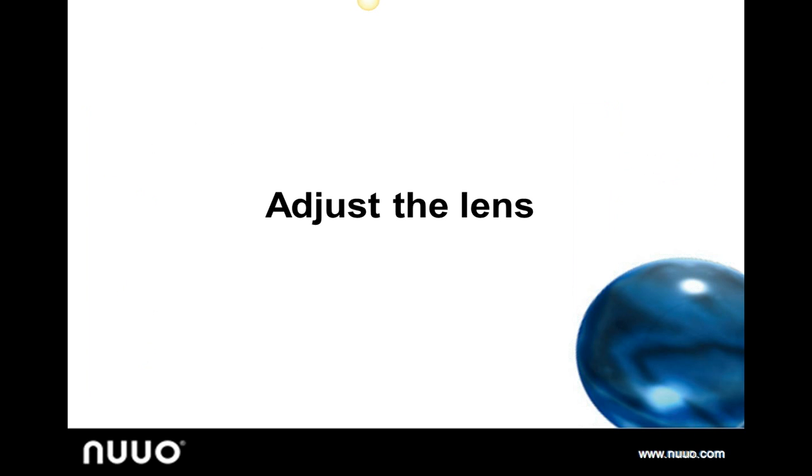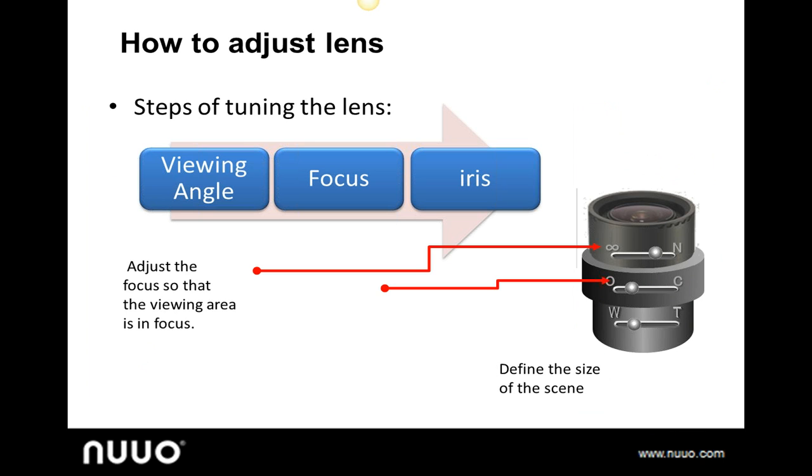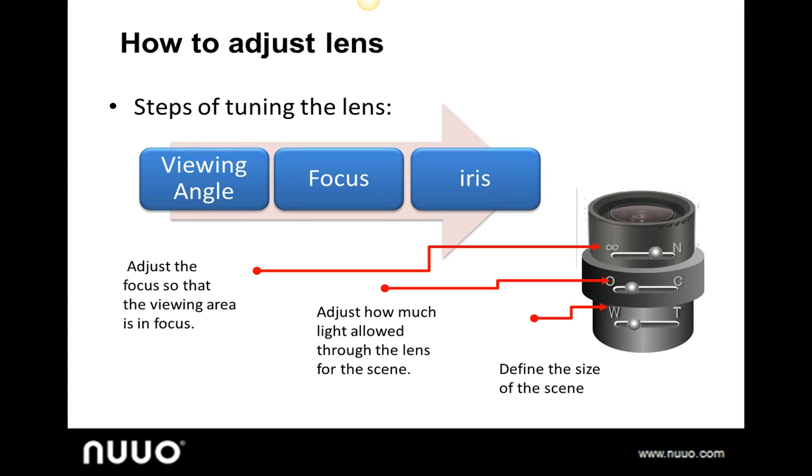Okay, so another thing is about the lens, how to adjust the camera lens. Tuning the lens is like this: adjust the focus so that the viewing area is in focus, adjust how much light is allowed through the lens for the scene, and define the size of the scene. Those are the things that you can adjust in your lens. And once your lens has been chosen, let's start tuning it to fit the scene you want to shoot.